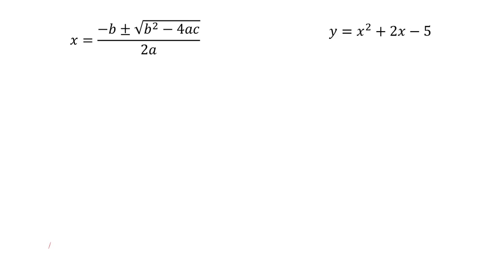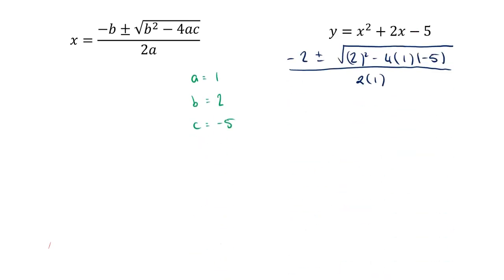Okay, so here's a slightly different problem. y is equal to x squared plus 2x minus 5. So in this case, we want to identify the a, the b, and the c. And so here I have a as being equal to 1, b is 2, and c is -5, and I've gone ahead and done the initial substitution.